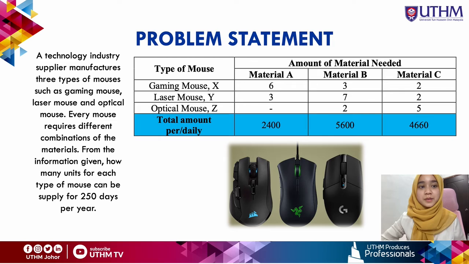The problem statement is, a technology industry supplier manufactures 3 types of mouses, such as gaming mouse, laser mouse, and optical mouse. Every mouse requires different combinations of materials. From the information given, we want to find how many units of each type of mouse can be supplied for 250 days per year. The table shows the type of mouse and the amount of material needed, which is material A, material B, and material C.